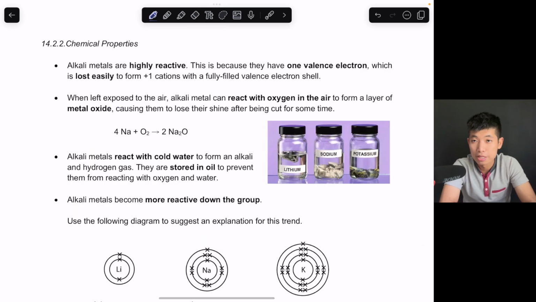Group 1 metals are known for being very reactive. In a chemical reaction involving the alkali metals, they will lose their valence electron to have a fully filled valence shell. Group 1 metals are very reactive, so they are stored in a layer of oil to prevent reaction with oxygen and water in the air.